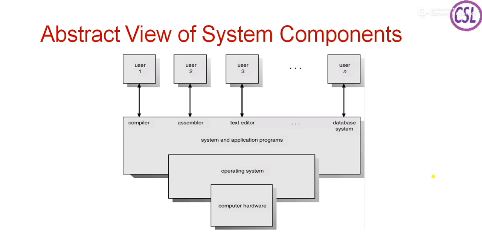So that is the abstract view of the system components. At the top level users are there, below the users the interaction is with system and application programs, and these function based on the operating system, and the operating system resides on the computer hardware, works with it and is able to communicate with the hardware devices.